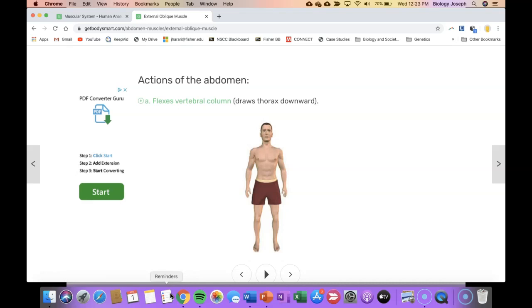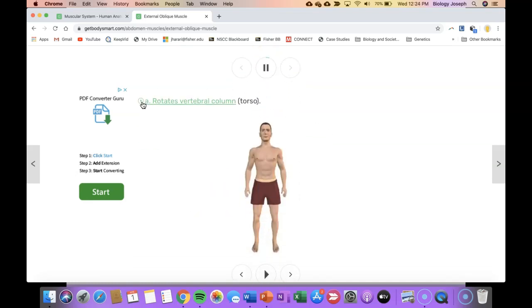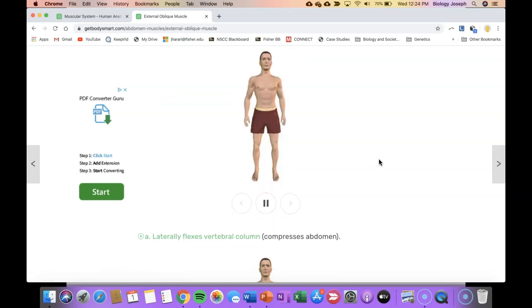So let's take the example of the obliques. The external oblique muscle we know flexes the vertebral column, right? It basically brings us over downward. And this animation shows you what that means. The obliques also help us rotate the torso. So again, by clicking play, you can see what that action really means.